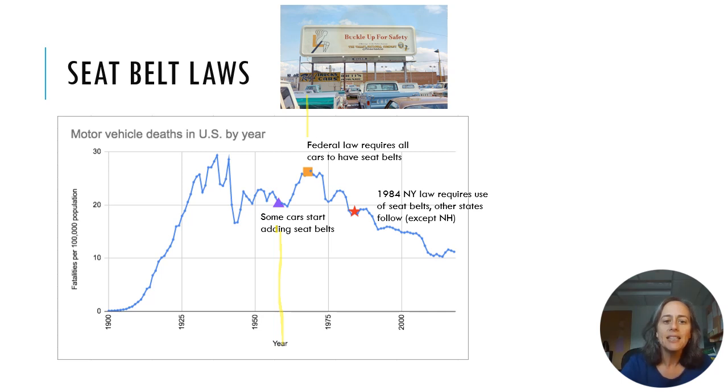So then in 1984, around here, New York State was one of the first states to pass a law requiring the use of seatbelts. And it actually is what's called a primary requirement. A state trooper can pull you over just for not wearing a seatbelt.